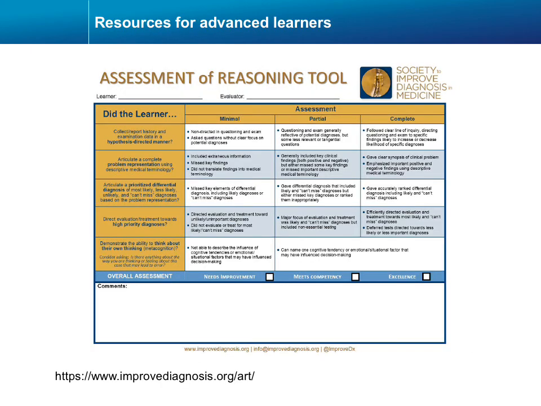You might be interested in this assessment of reasoning tool, which has been produced by the Society to Improve Diagnosis in Medicine. You can go to their website and download this as a PDF. You might want to ask your supervisor to use it to do regular formative assessments with you, and you can see the goals that you need to work towards.